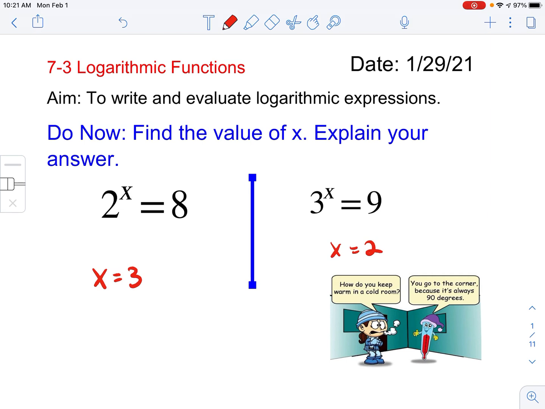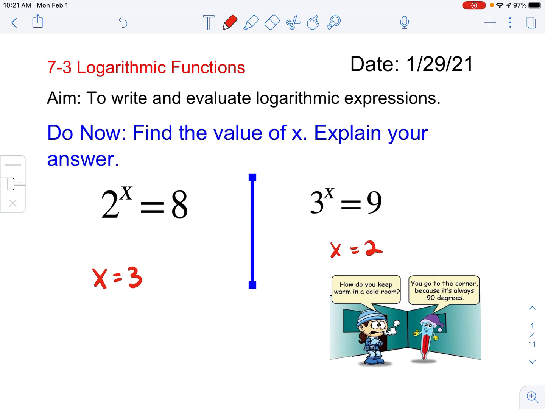But there are going to be many, many questions where it doesn't work out perfectly. So that's the need for a logarithmic function. We're going to use that function to actually help us find what power raises us to a particular answer.